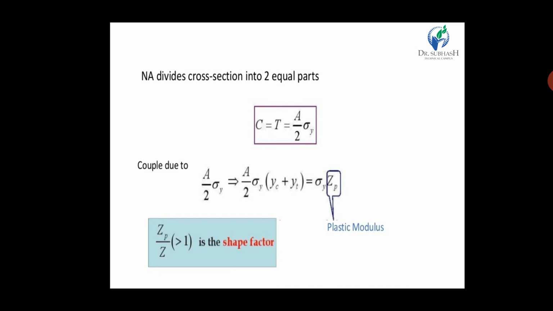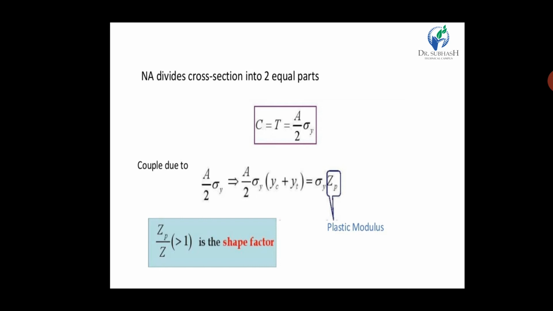So finally the couple due to A by 2 sigma y is equal to A by 2 sigma y times (yc plus yt). Here yc and yt are the centroids of compression and tension. So we take the constant sigma y multiplied by Zp. Here Zp is nothing but the plastic section modulus. Now, how do we calculate the shape factor? After calculating Zp, Zp divided by Z should be greater than or equal to 1. It is nothing but the shape factor.